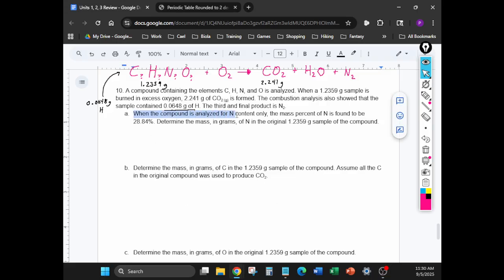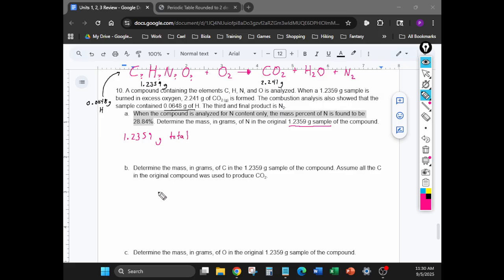It tells you when the compound is analyzed for nitrogen only, the mass percent of nitrogen is found to be 28.84. And then it's basically asking how many grams of nitrogen are inside of the original sample. Now this part's pretty easy, right? Because it's telling you that the original sample weighs 1.2359 grams in total. It tells you that nitrogen is 28%. And so all you got to do here is multiply by 0.2884. And that will give you the nitrogen.